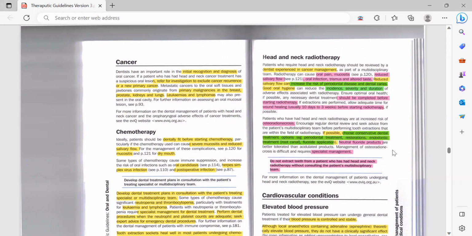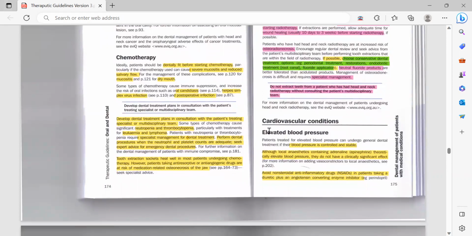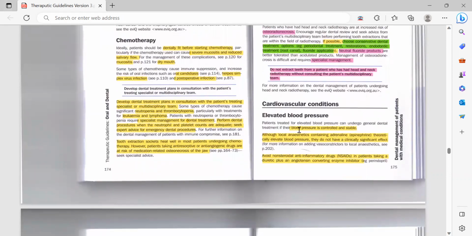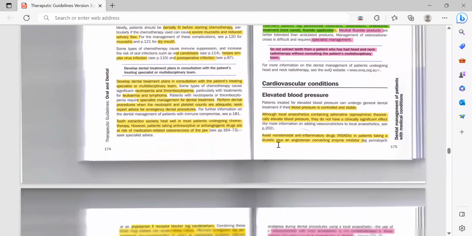Then cardiovascular conditions, which we are going to read first if the patient has any blood pressure problem like hypertension. Patients treated for elevated blood pressure can undergo general dental treatment if their blood pressure is under control and stable. Although local anesthetic containing adrenaline can theoretically lead to increased blood pressure, it does not have a clinically significant effect.